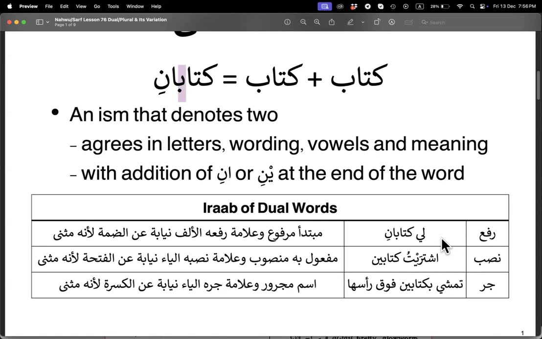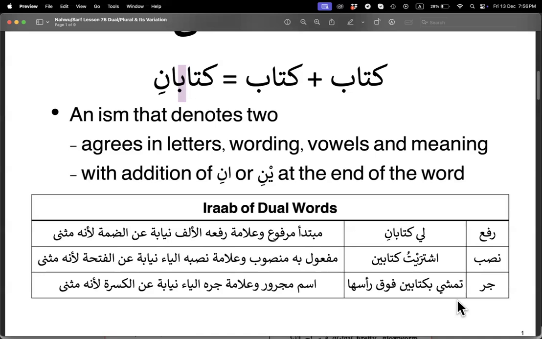Li kitabani. I have two books. Very good. Next one. Ishtaraitu kitabaini. So this is fail madi ana, and kitabaini is maful. So this is: I bought two books. Good.